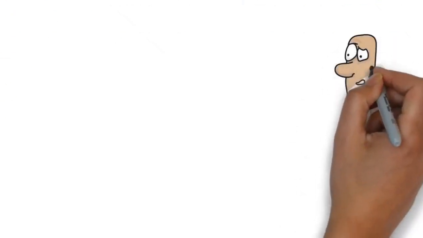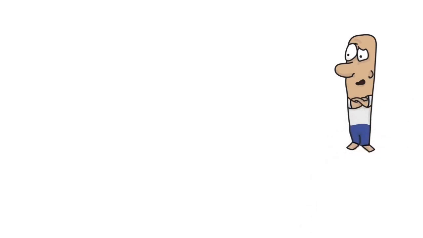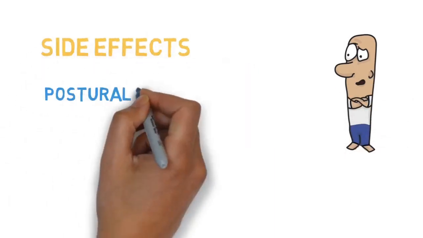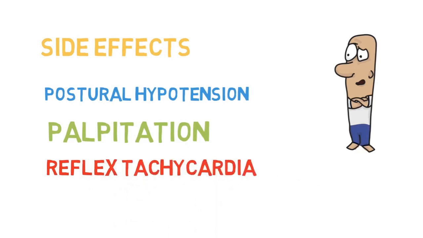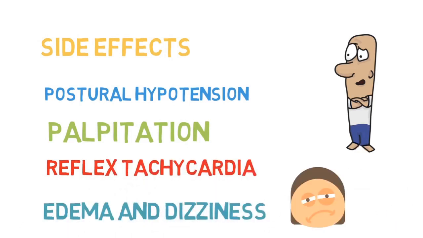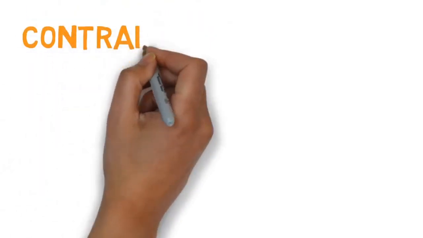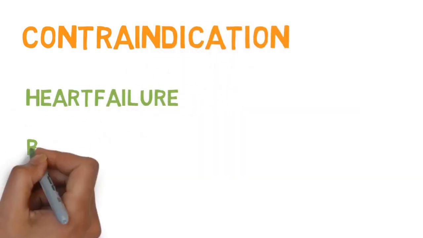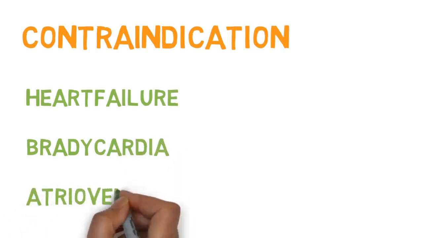No drug is perfect, and that includes calcium channel blockers. The common side effects are postural hypotension, palpitation, reflex tachycardia, edema, and dizziness. The most important contraindications of calcium channel blockers are heart failure, bradycardia, and atrioventricular block.